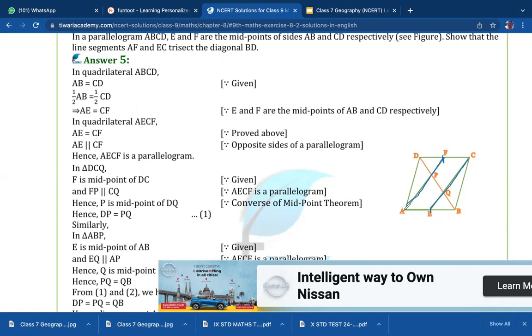Now in this, first of all, ABCD is a quadrilateral. In this quadrilateral, AB is equal to CD. E and F are midpoints, right? So when you say that total AB is parallel to DC, now their parts will also be parallel, right? That means AE is parallel to CF.